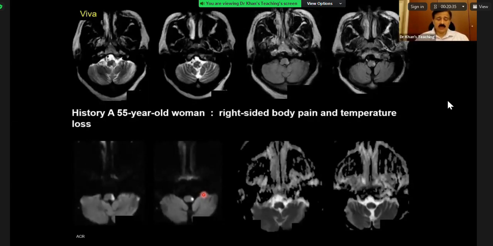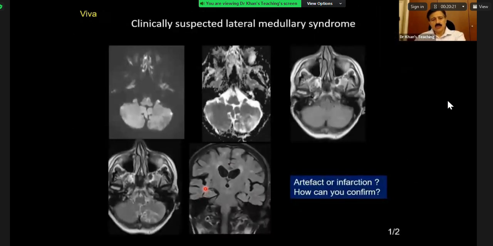So in lateral medullary syndrome, what happens is that on the contralateral side, the patient will have loss of pain and temperature, and on the ipsilateral side, symptoms will be sensory and motor, particularly cranial nerves and face. So this is a potential viva question.